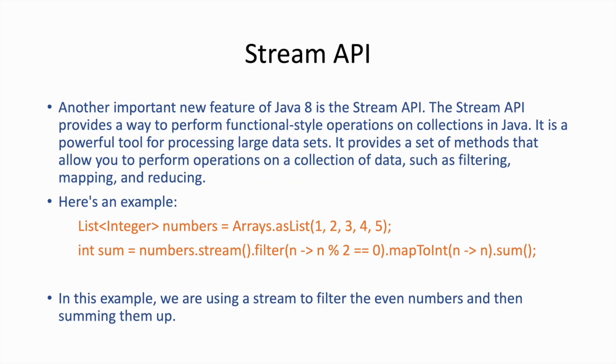Next feature is Stream API. Another important new feature of Java 8 is the Stream API. The Stream API provides a way to perform functional style operations on collections in Java. It is a powerful tool for processing large data sets. It provides a set of methods that allow you to perform operations on a collection of data, such as filtering, mapping, and reducing. Here's an example. In this example, we are using a stream to filter the even numbers and then summing them up.